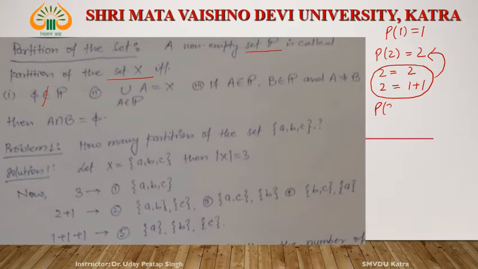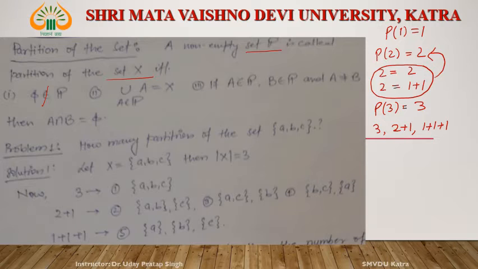What is P3? 3 can be written as 3. 3 can be written as 2 plus 1. And 3 can be written as 1 plus 1 plus 1. Now, what is P3? P3 is 3.